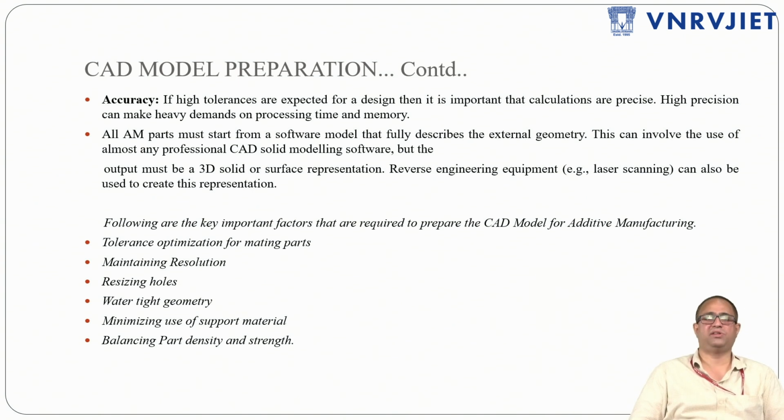One is tolerance optimization, and the other one is maintenance. Maintaining the resolution, resizing of the holes and watertight geometry, and minimizing the use of support material, balancing part density and the strength. So these are the essential points you should keep in mind to prepare a CAD model for additive manufacturing. It's a brief summary of the points.